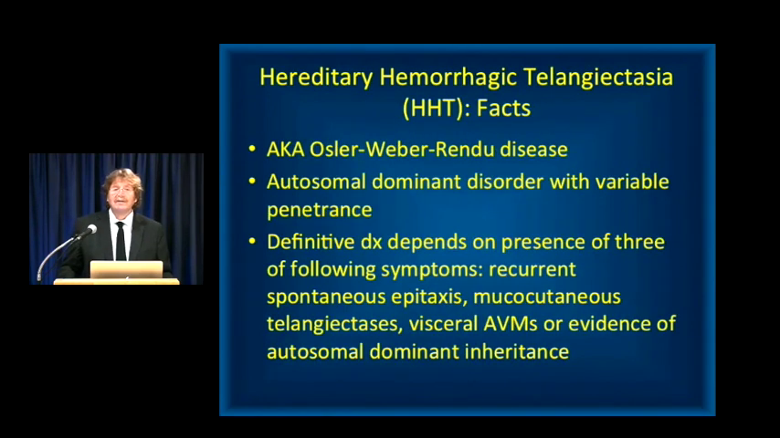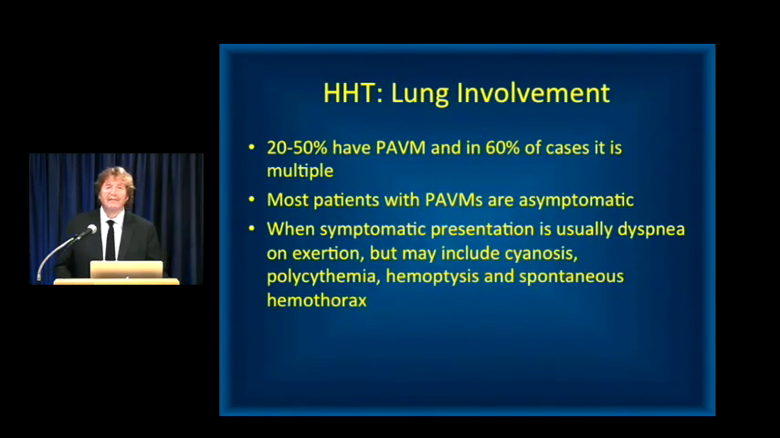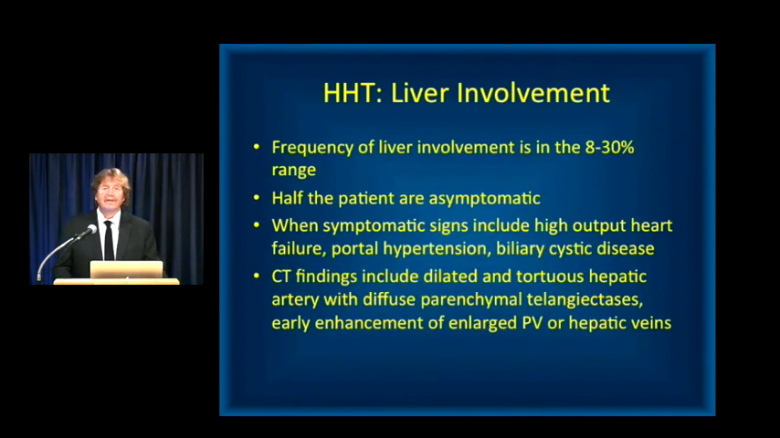Okay. Again, we typically are looking at the lung because that's really where the most common symptoms are, recurrent spontaneous epistaxis, for example, but we will see the areas of involvement going beyond the lung. Now, just a couple numbers: 20 to 50% have PAVMs, and in 60% of cases, it's multiple, but usually asymptomatic. But these will often need to be embolized. Number two would be liver, up to 30% of cases, but more than half of patients are asymptomatic. When patients are symptomatic, you might see high output heart failure, portal hypertension, or biliary cystic disease.